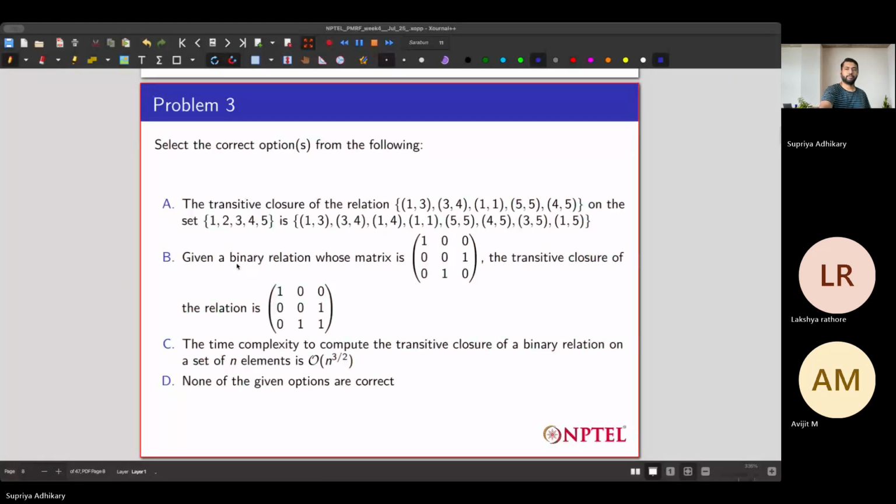Okay. So let's get to problem 3. In problem 3, we have the following options, and we have to select the correct option. First, we are given a relation on a given set {1, 2, 3, 4, 5}, and the transitive closure is given as this. So we have to see whether this is true or not.